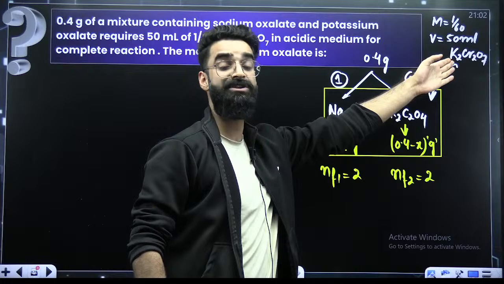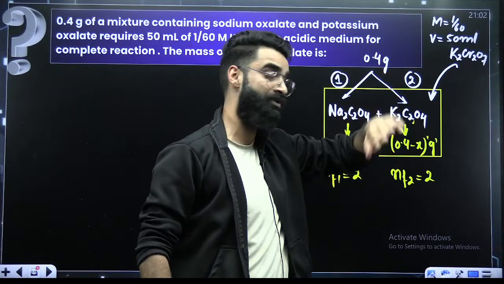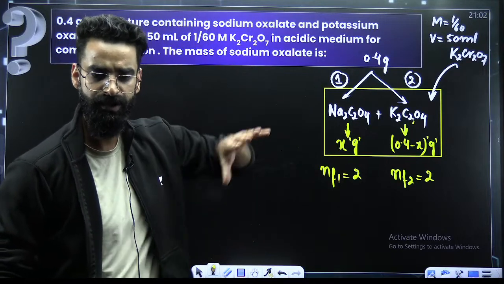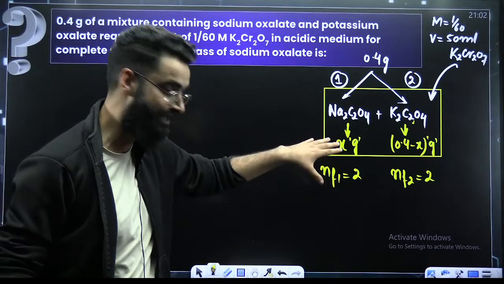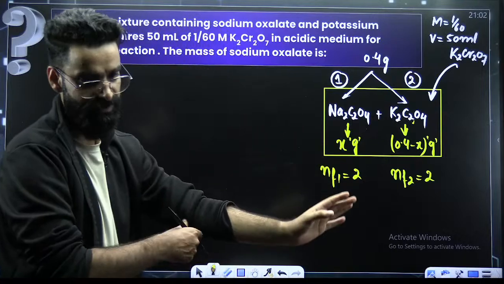And K2Cr2O7 in acidic medium is going to convert oxalate into carbon dioxide, this oxalate into carbon dioxide as well. So the K2Cr2O7 which you are adding in the container is going to react with both.